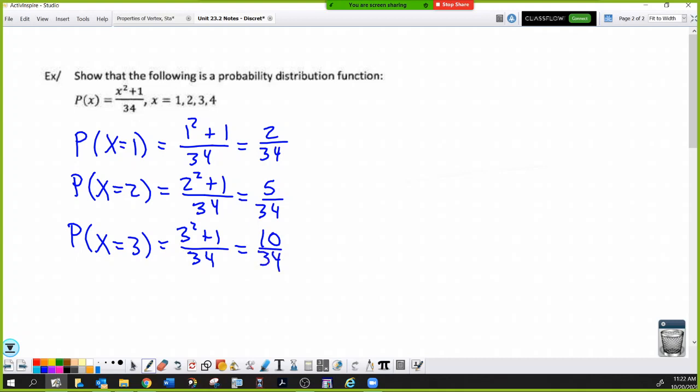And lastly, plug in 4. 4 squared plus 1, 16 plus 1, 17. So 17 out of 34. And now we just add them.